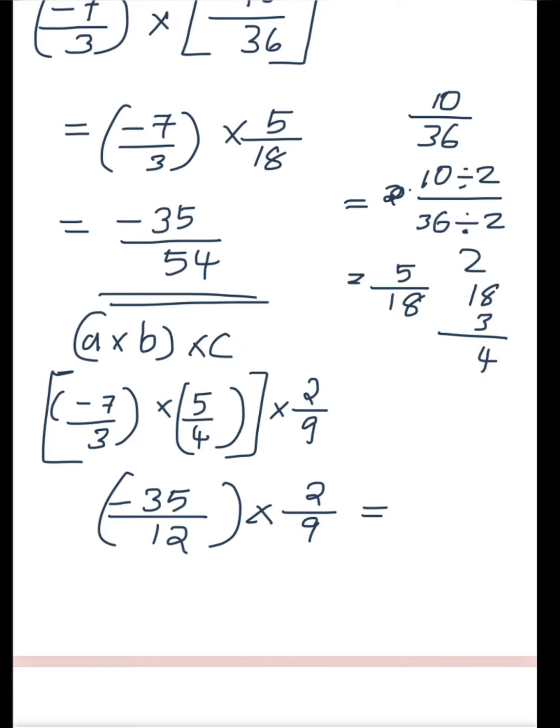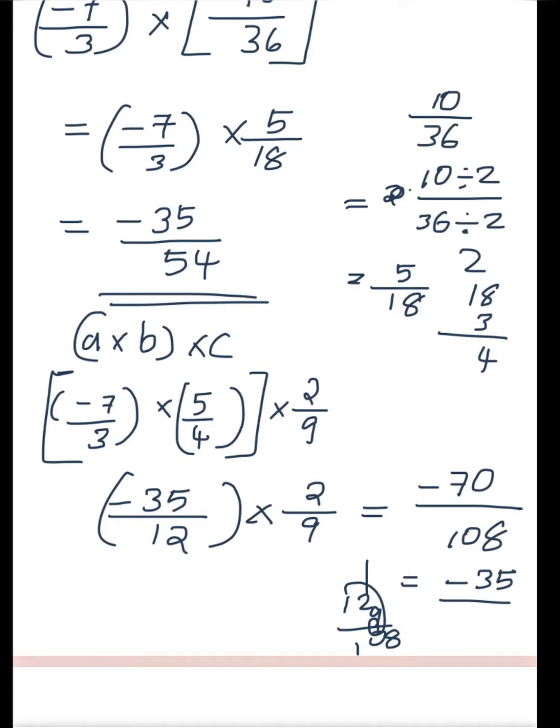So this will be equal to what? What is minus 35 into 2? That is minus 70 divided by what is 12 into 9? What is 12 into 9? 108. Okay. So if you divide both sides by 2, then what you will get? You will get the answer again as what? Minus 35 by 54.